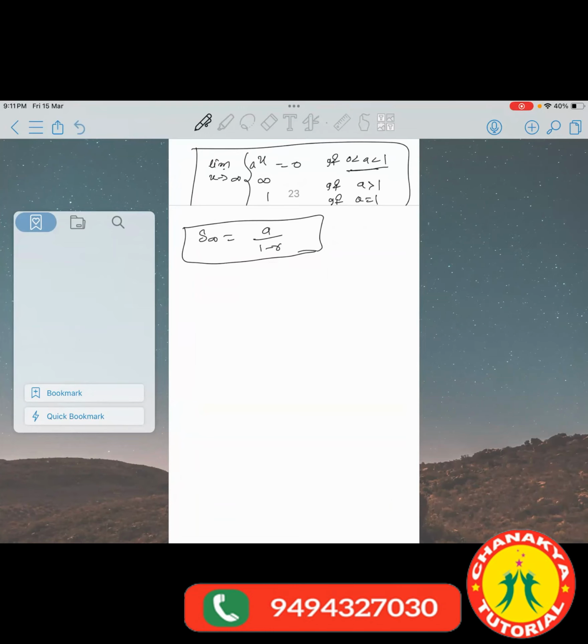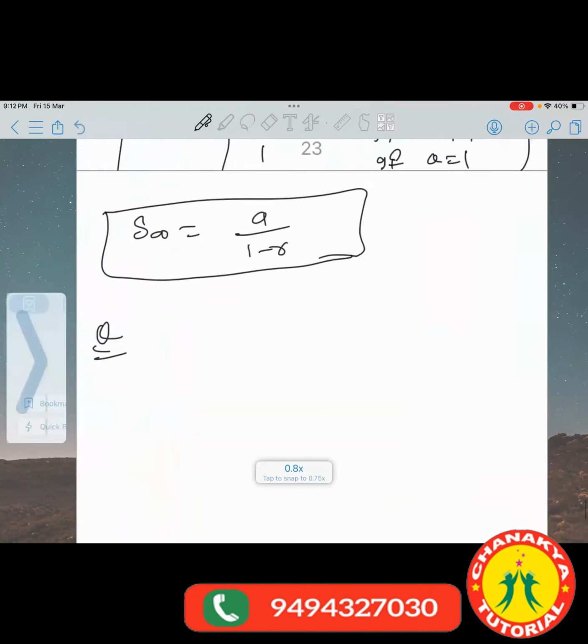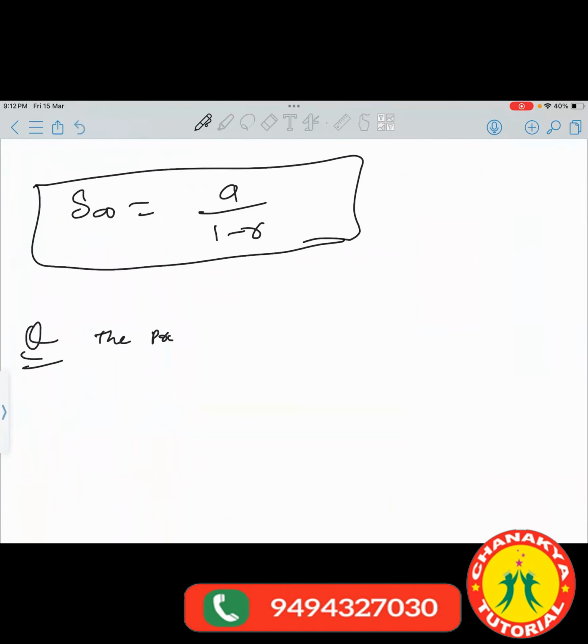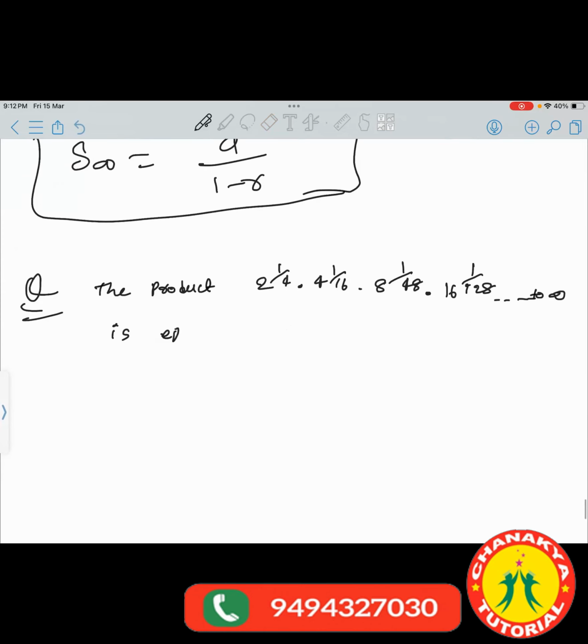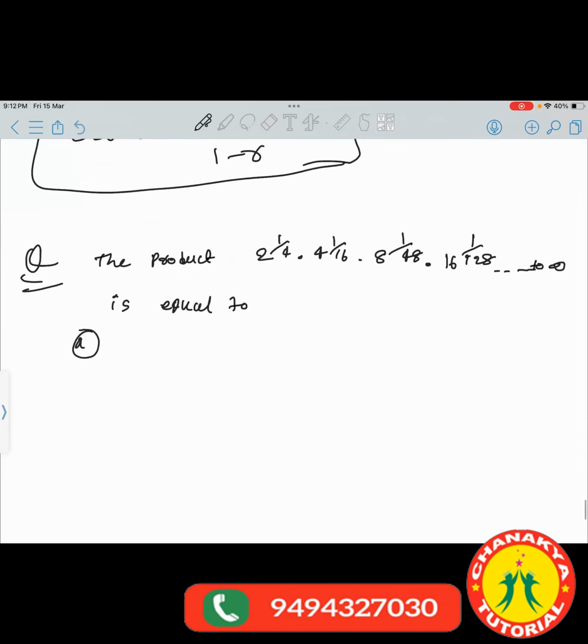Yeah, I'm giving one question. Very good question. The question is: the product of 2 power 1 by 4, 4 power 1 by 16, 8 power 1 by 48, 16 power 1 by 128, dot dot up to infinity is equal to. Option A is 2 power 1 by 4, option B is 2 power 1 by 2, option C is 1, option D is 2.